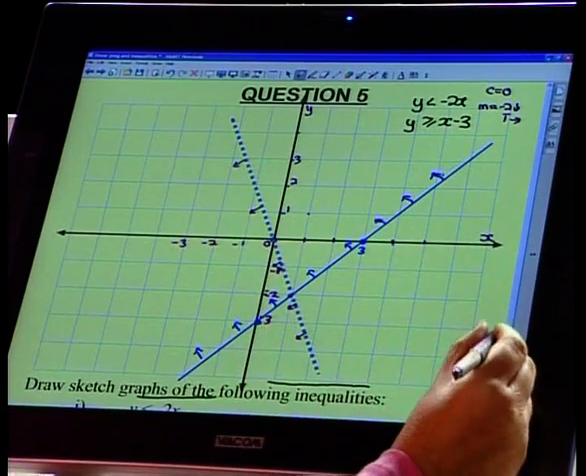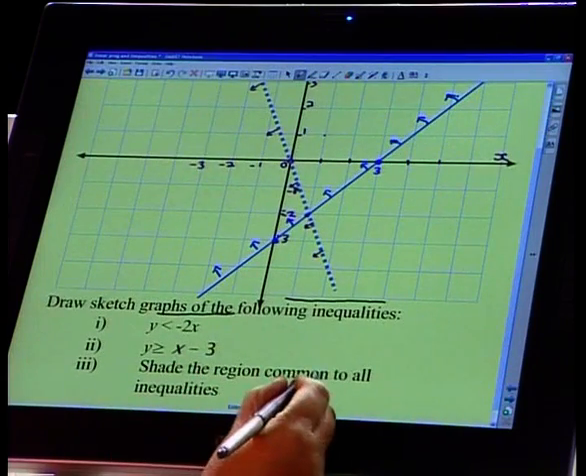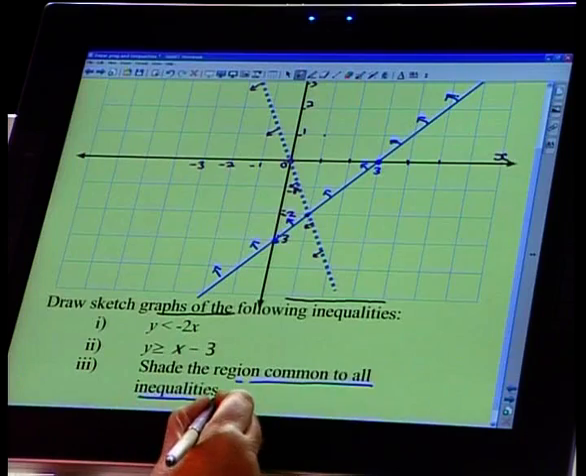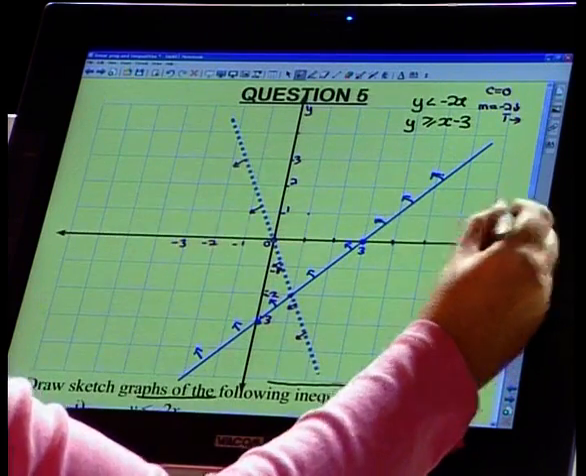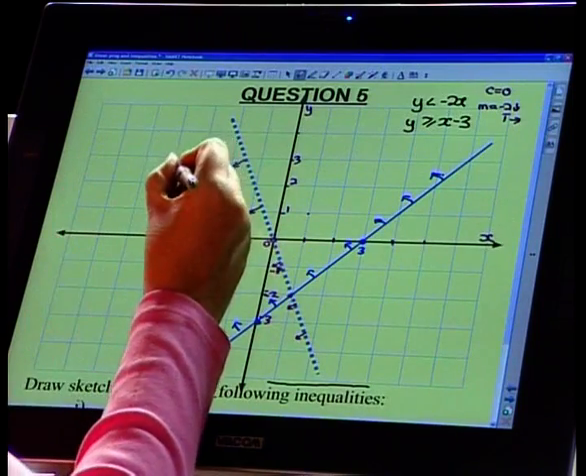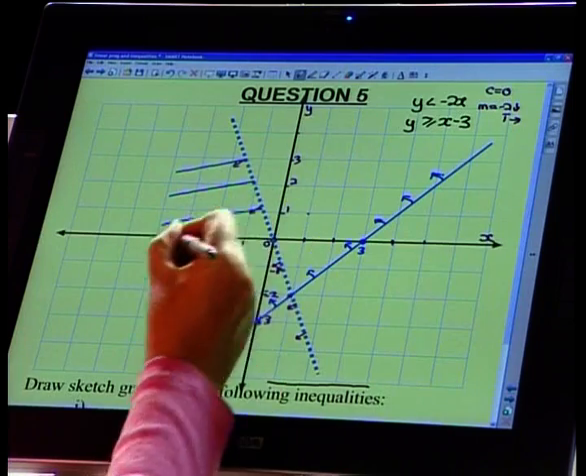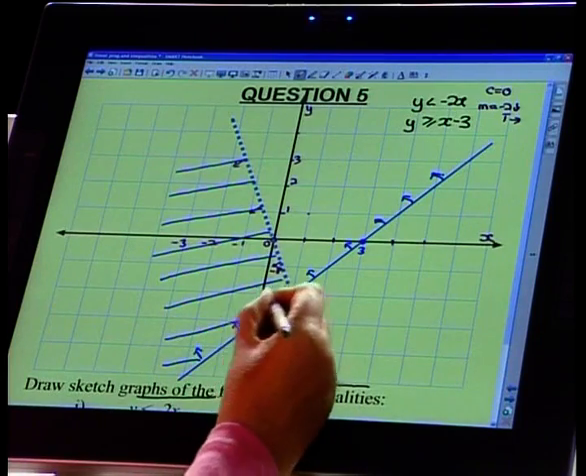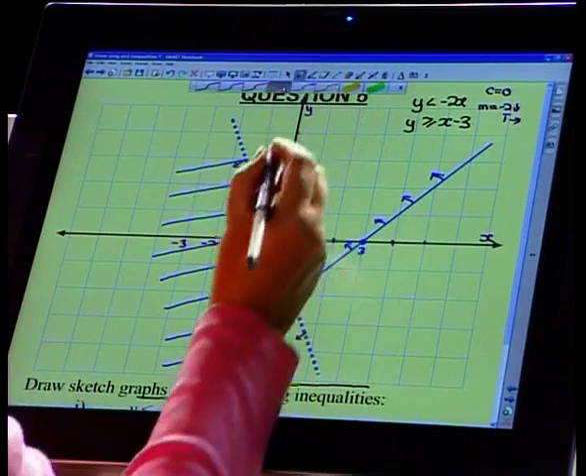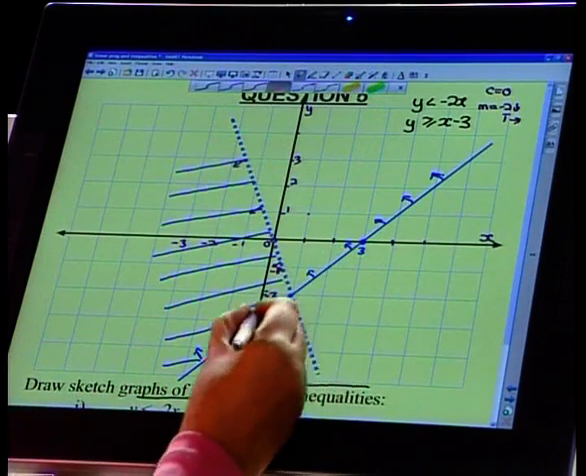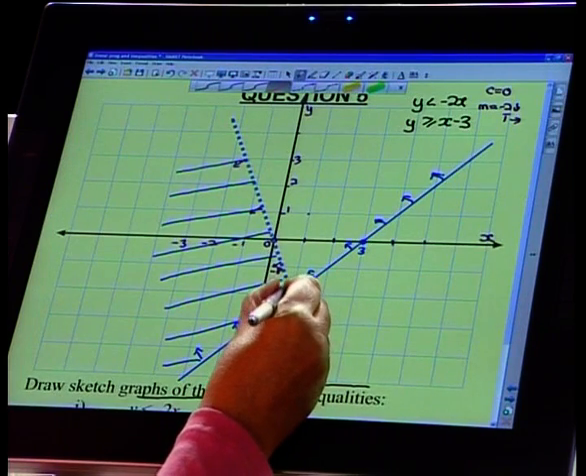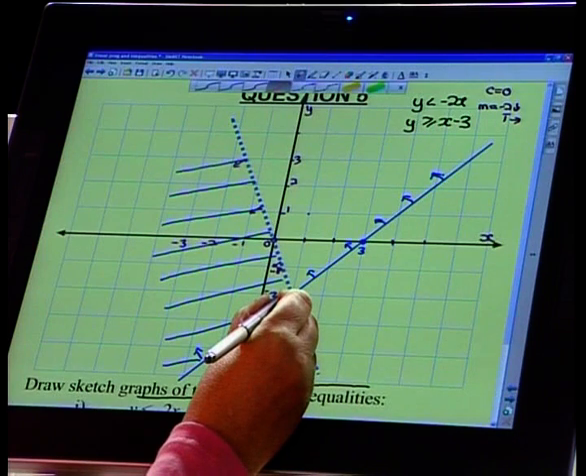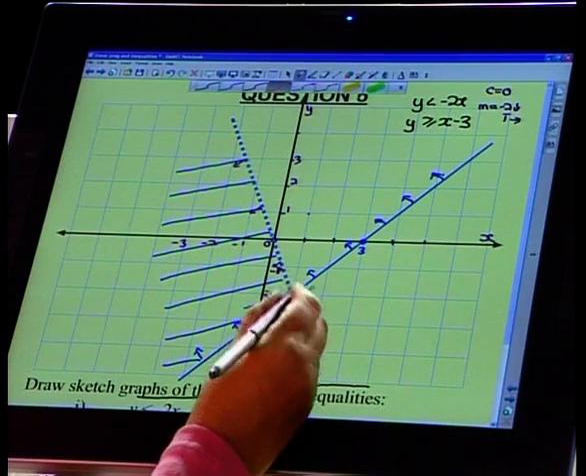And now we can actually do what the question asked. The question asked, shade the region common to all inequalities. So in other words, you've got to shade where all these arrows are pointing to. Now, if you look at the purple arrows, they are pointing down, and the blue arrows are pointing up. So this is the area that is common to these things. Now, there's one little problem here we need to take into account. We have a dotted line meeting a solid line, which means this coordinate cannot be included. So we have to put an open circle there to tell them that point may not be there.